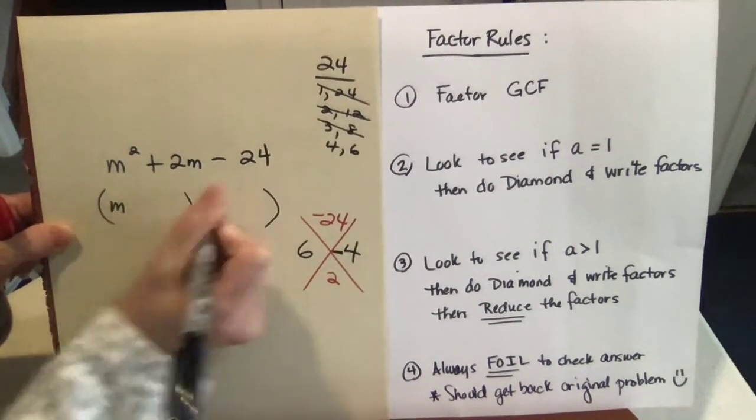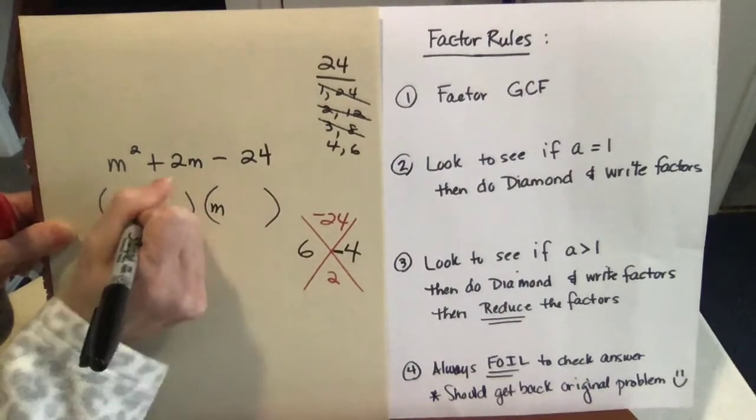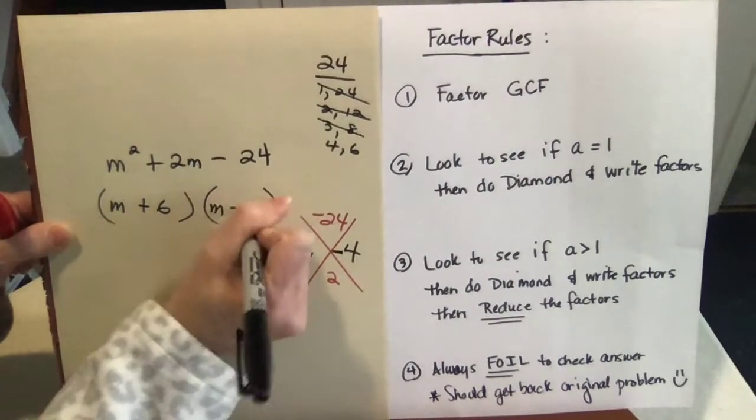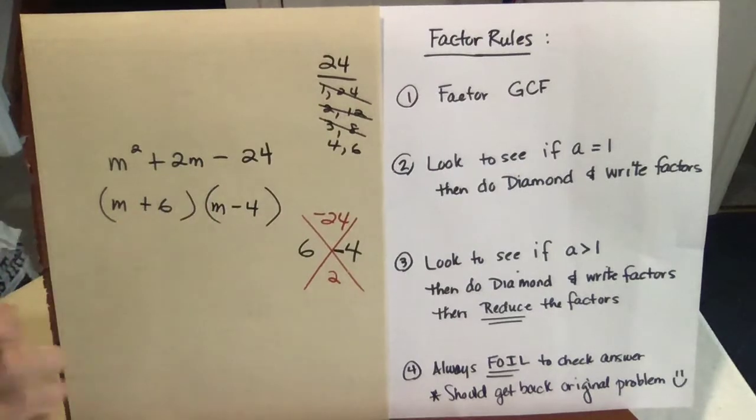So now we set up. M goes in each of the first positions. That's a positive 6, so plus 6. Negative 4, so minus 4. And those are our factors.